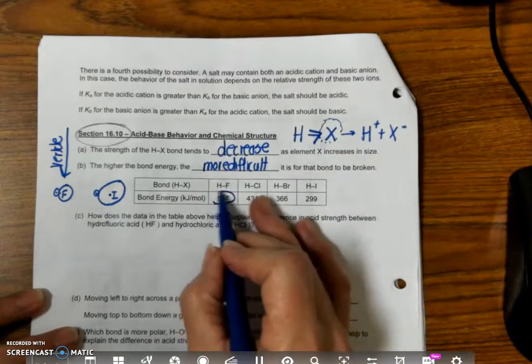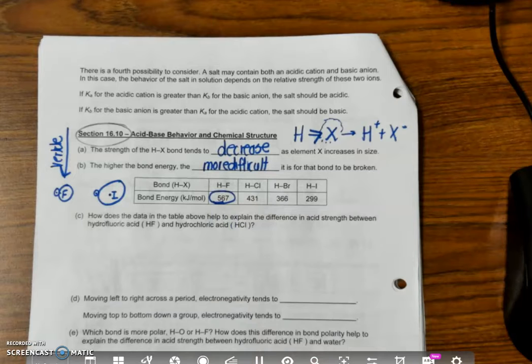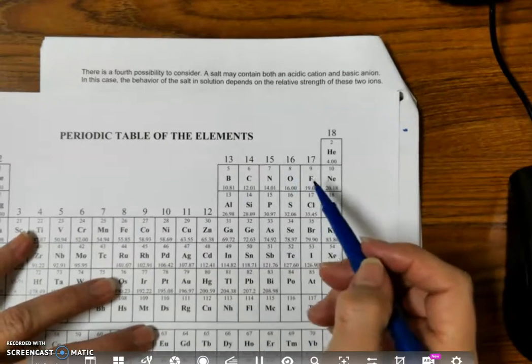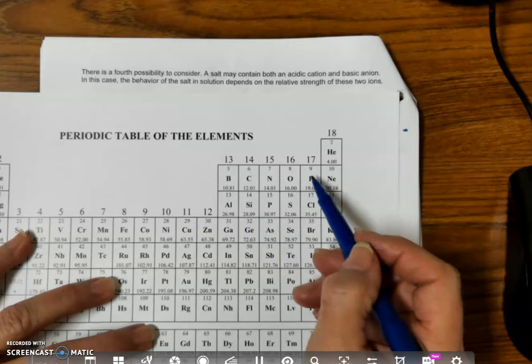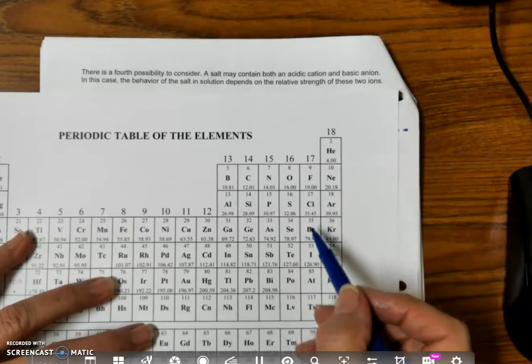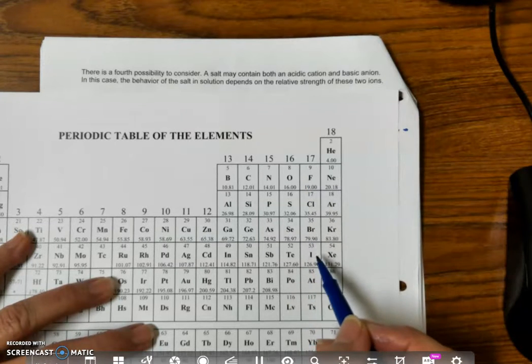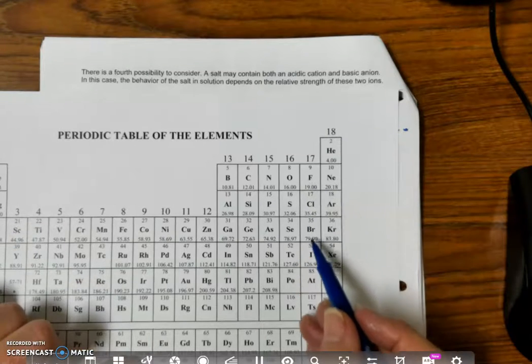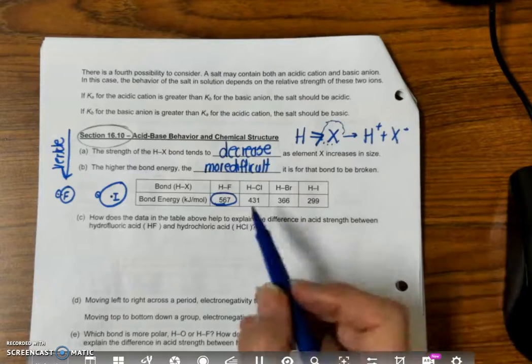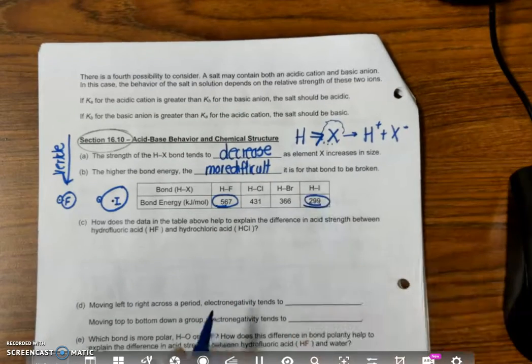So if you noticed, when I'm here at HF, I'm getting a periodic table over here real quick so we can look at that, right? So as I'm over here at HF, remember this is the most electronegative atom. It's also the smallest one. As I go down, the elements get bigger and bigger. So the bond strength is very high here between HF and low here. And you can see that with the numbers, the difference.